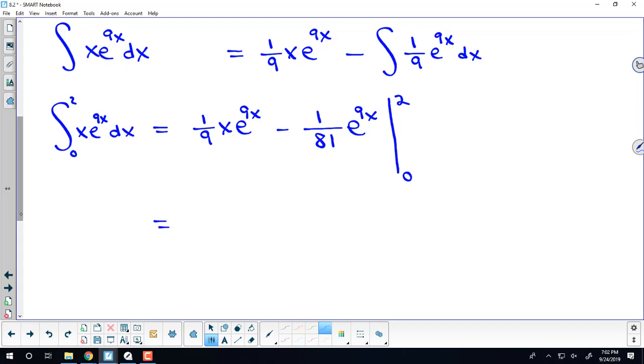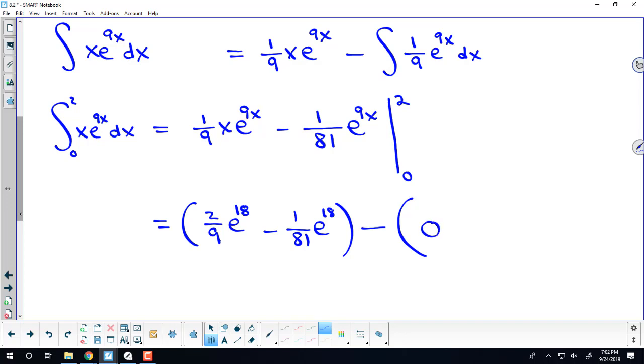Okay, so 2 in first. We have 2/9 e to the 18 minus 1 over 81 e to the 18 for f of b. We subtract off f of a. This first term is 0, and we have minus 1 over 81 e to the 0, which is 1.